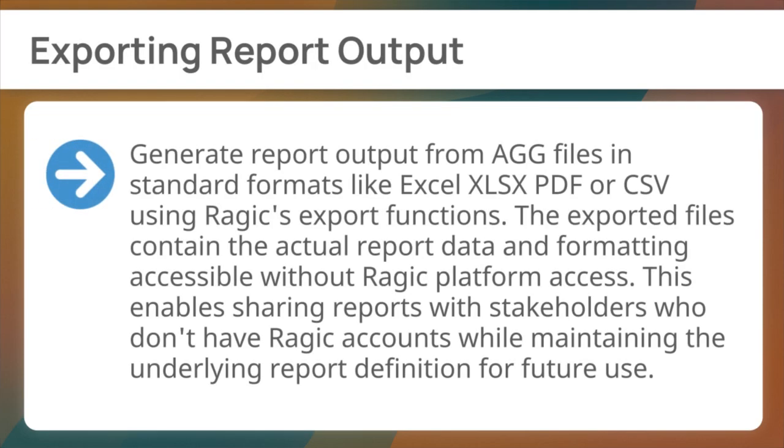Finally, exporting report output. Generate report output from AGG files in standard formats like Excel, XLSX, PDF, or CSV, using Ragic's export functions. The exported files contain the actual report data and formatting accessible without Ragic platform access. This enables sharing reports with stakeholders who don't have Ragic accounts while maintaining the underlying report definition for future use.